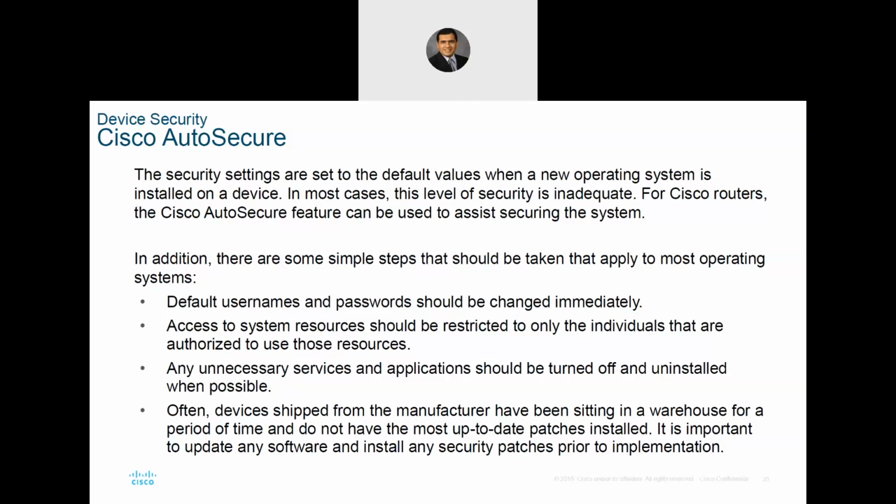Now you have to set the security to make sure, as a network engineer, that the network will be secure. The Cisco AutoSecure feature can be used to assist in securing a system. Some things you have to remember. Default usernames and passwords should be changed immediately for all the equipment. Access to system resources should be restricted to only the system administrator, the network engineer, or some other technicians who know what they are doing. Whatever services you are not using in the router or the switch, turn them off.